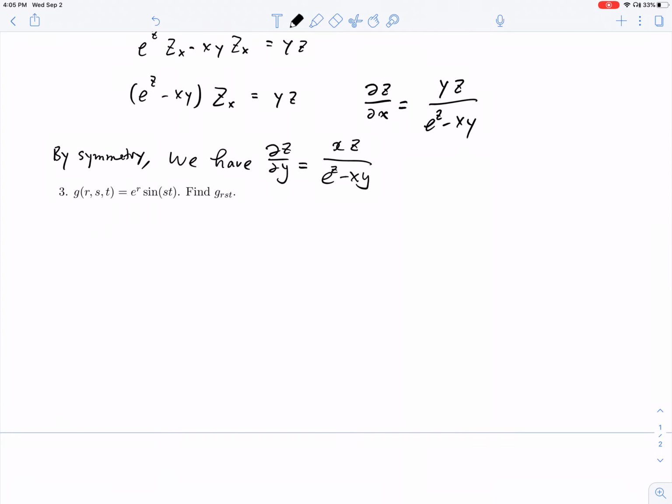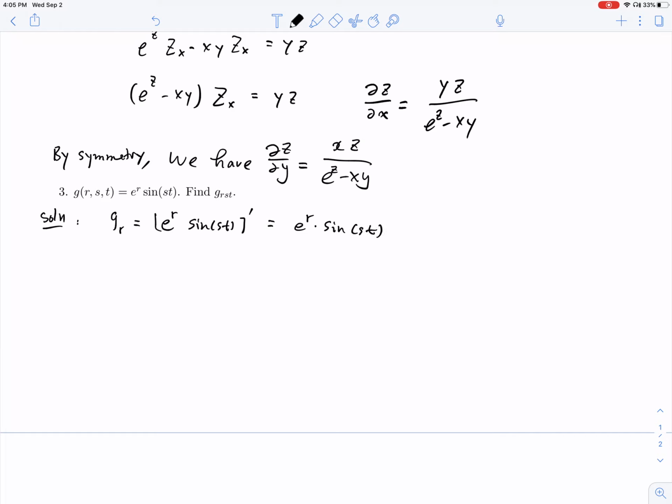Now the last one, we have a triple derivative. But fortunately, this function isn't too bad. Let's first find g_r, the derivative with respect to r. So we get e to the r times sine st. There's no change because sine st is a constant, so this is going to be still the same.